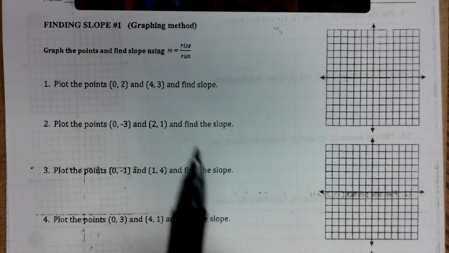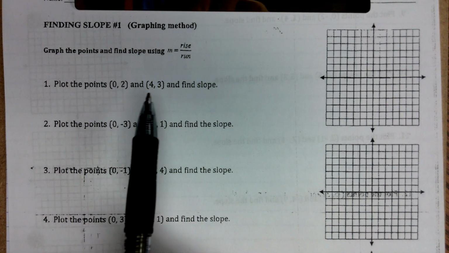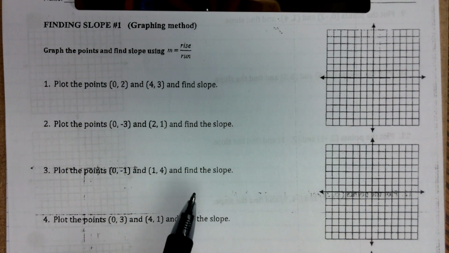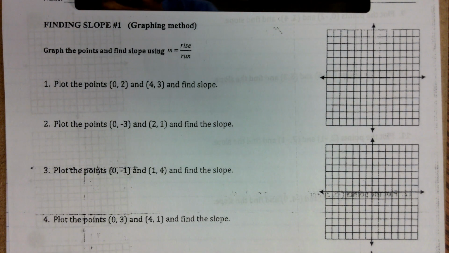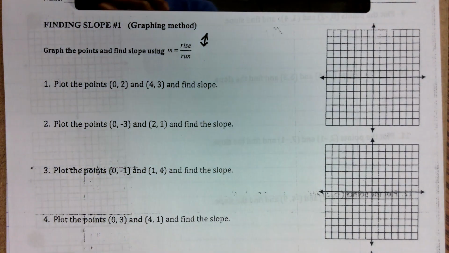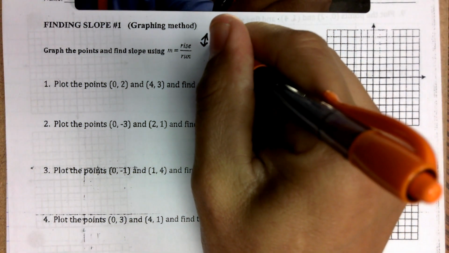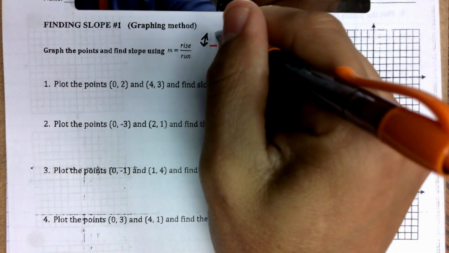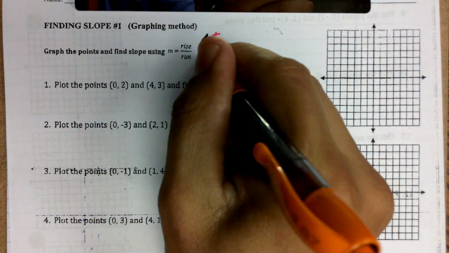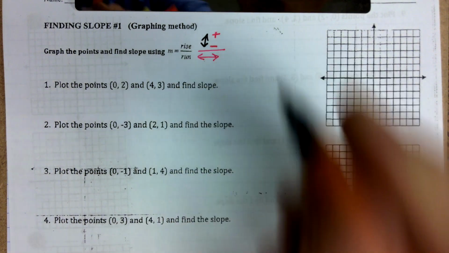All right, in this activity, we're going to be using these points on the graph. We're going to plot them, and after we plot them, we're then going to find the slope, counting rise over run. And just remember, when it says rise, we're talking about how far we move up or down. And keep in mind that if we move down, it's going to be a negative slope, and if we move up, it's going to be a positive slope. While run means how far we move left or right.